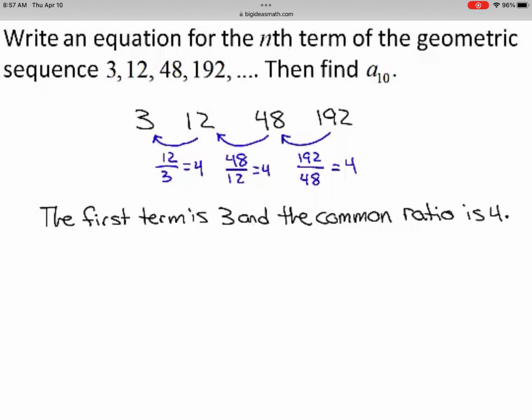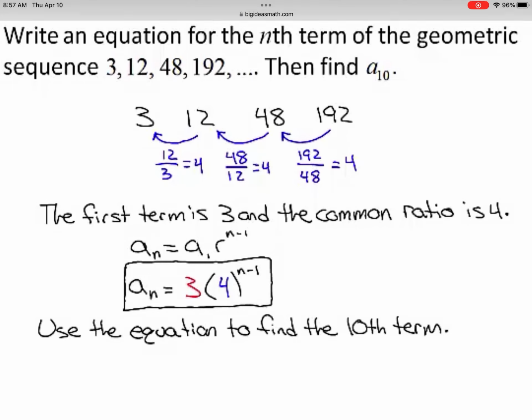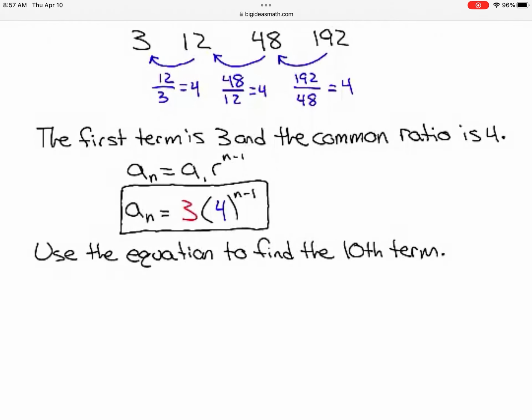First write the equation for a geometric sequence. a sub n equals a sub 1 times r to the n minus 1 power. Substituting 3 for a sub 1 and 4 for r gives a sub n equals 3 times 4 to the n minus 1 power. Next, use the equation to find the 10th term.